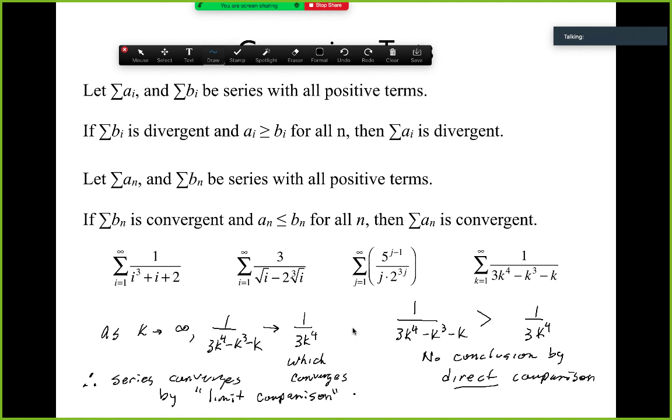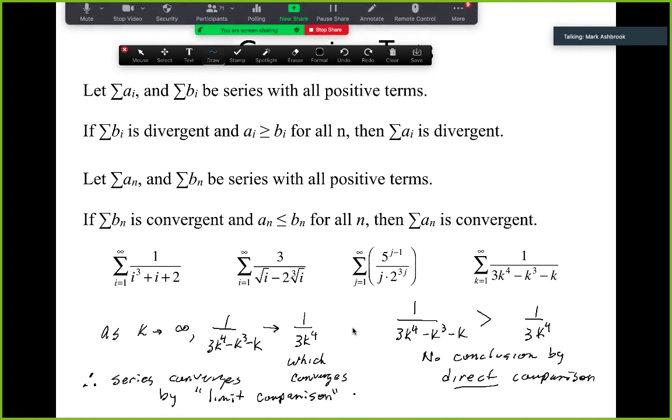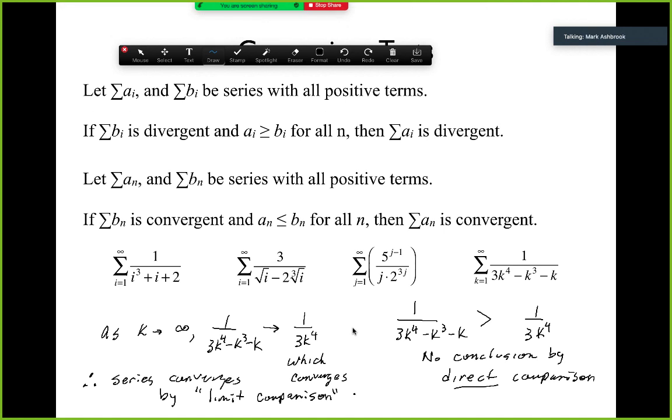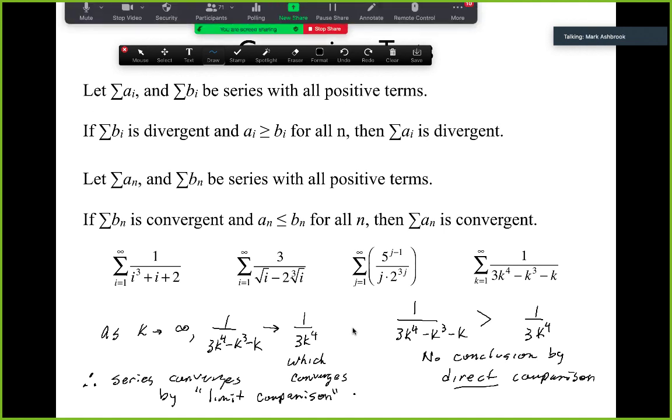It kind of feels like a little bit stronger, right? Like direct comparison. It's like, look, every single one of my terms is bigger, and we know this other one diverges. So it feels a little bit stronger, more conclusive. So use direct comparison when you can.